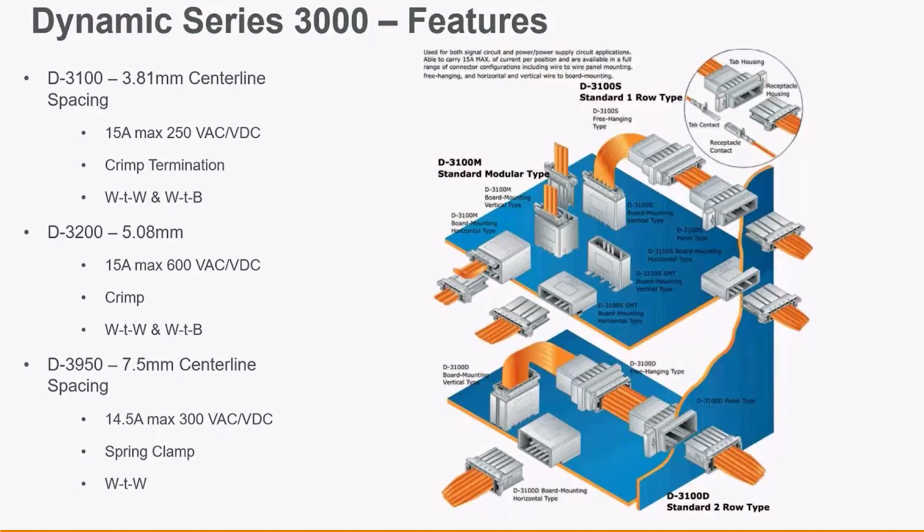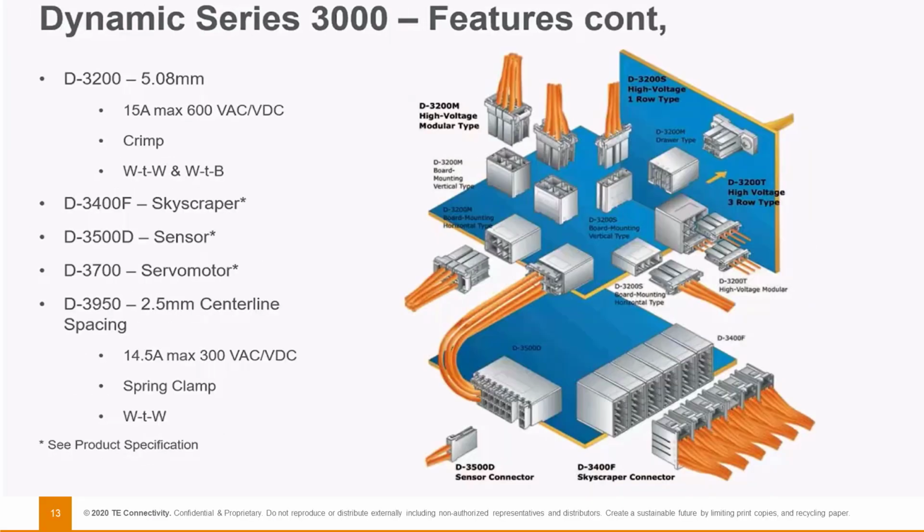Additionally, the D3000 series features audible latching and keying. The audible latching ensures a secure connection by providing a sound confirmation, while the keying prevents mismatching, ensuring accurate and reliable connections. When it comes to termination, the D3000 series supports wire-to-wire, wire-to-board and wire-to-panel configurations. For the D3200 specifically, it maintains a centerline spacing of 5.08 mm, a current carrying capacity of 15 amps, and an impressive voltage rating of 600.